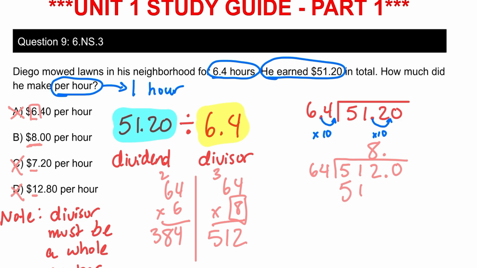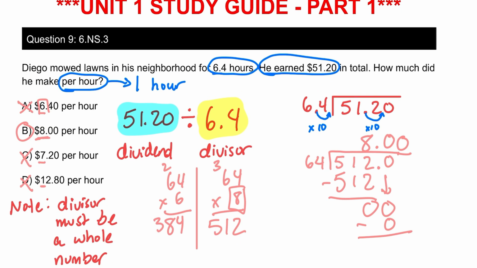So we got 512, we subtract, we get 0, and then we bring down 0, and then we'll put a 0 here because it goes into 0 0 times. And remember, it doesn't really matter. When we have money, we always have 2 decimal place values. So our answer is B, $8 per hour. Hope this helps.